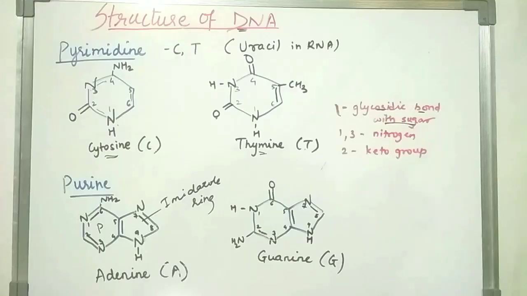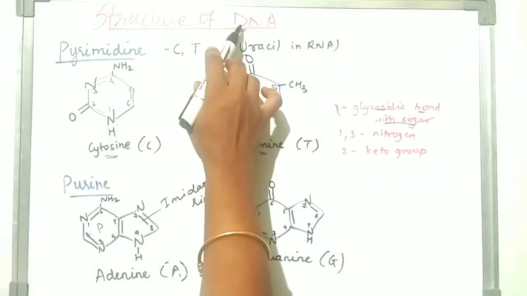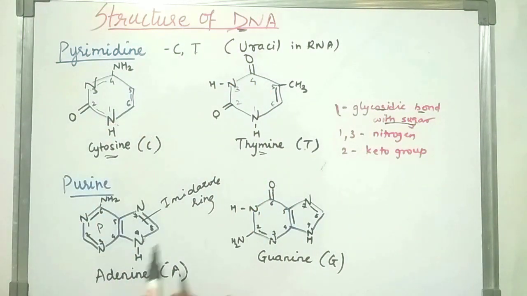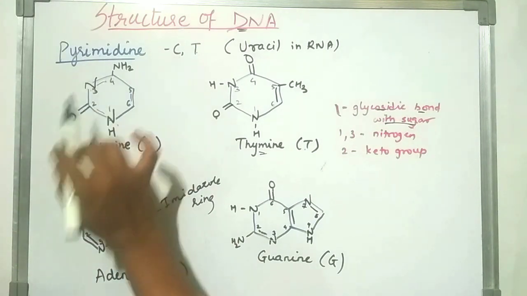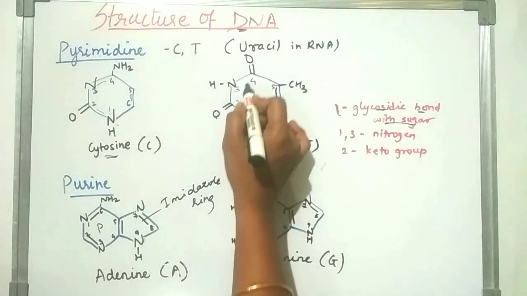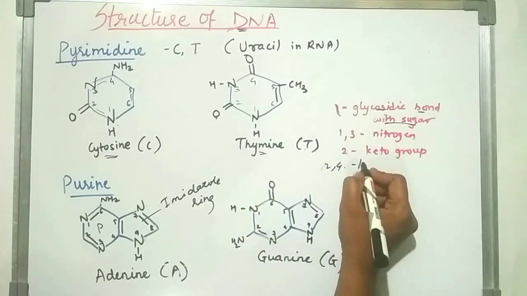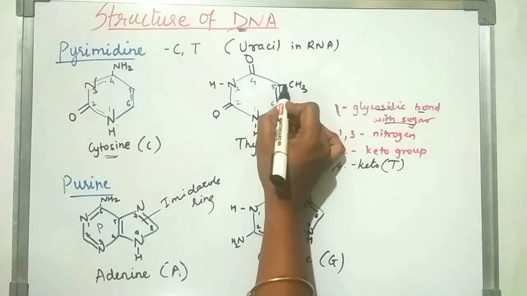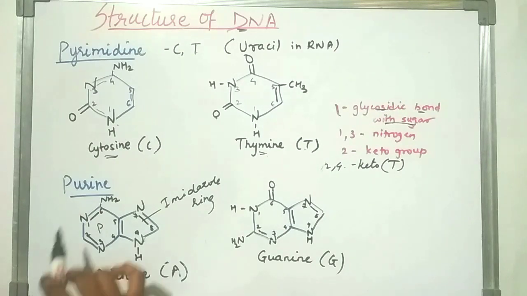First is pyrimidine: cytosine and thymine, with uracil in RNA, but we are dealing with DNA, so the cytosine and thymine structures are drawn here. In cytosine, the third position has nitrogen, the second has a keto group, and the fourth position has an amino group. In thymine, the second and fourth positions have keto groups, and the fifth has a methyl group. So this is the pyrimidine structure.